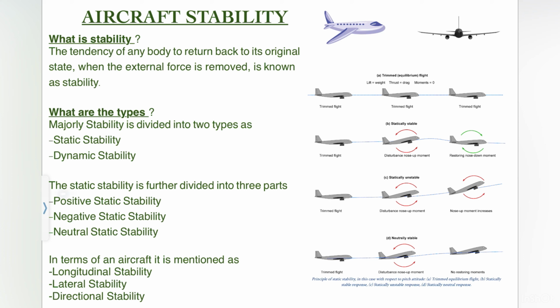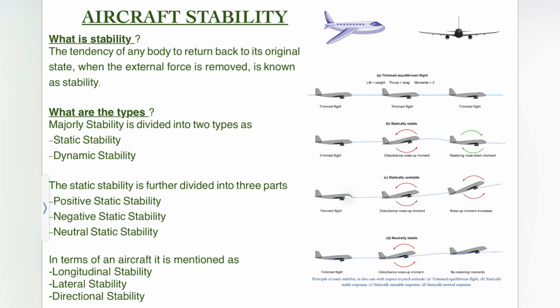As I've told, static stability is divided into positive, negative and neutral static stability. As you can see in the picture, the aircraft is doing a straight and level flight in the first three aircraft. In the second, the aircraft is going straight, and because of some disturbance, the nose pitches up. In the same example which I have discussed, the aircraft returns back to its trajectory. This is known as statically stable, which is positive static stability.